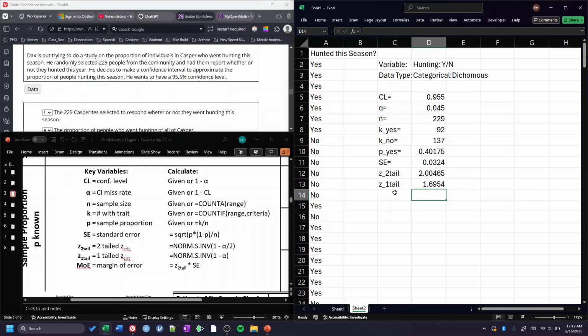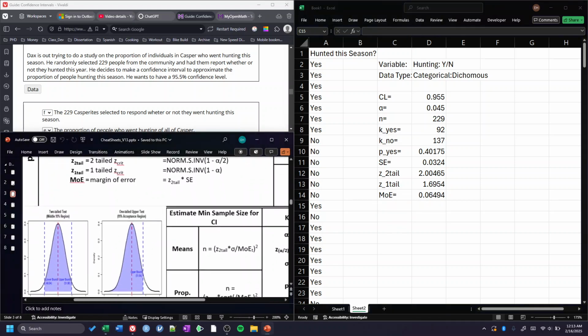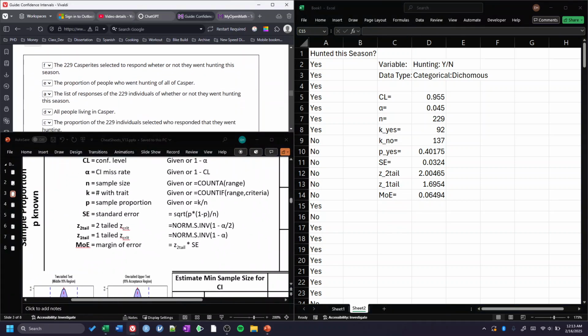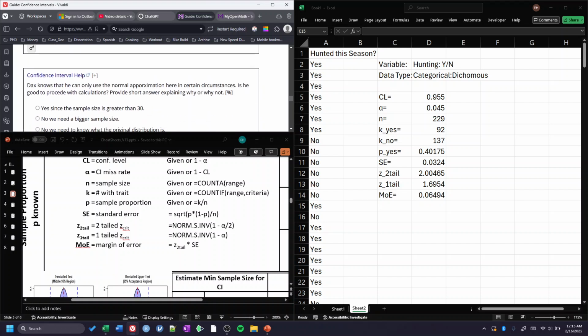And we hit enter. Then the last little thing that I've got is the margin of error. And the margin of error is very simply going to be the z two-tailed times the standard error. And that gives us our margin of error. Okay, at this point, I have all the key variables that I need in order to do all of my calculations. Let's go ahead and scroll down and look at some of these other questions that we have.